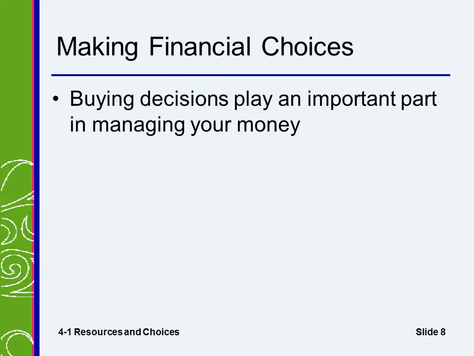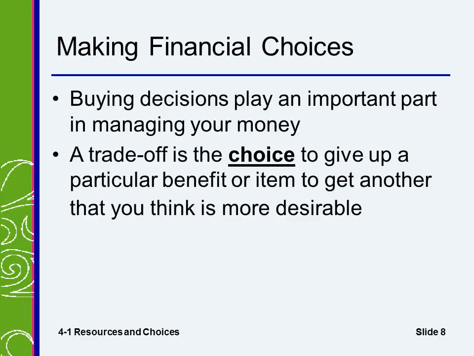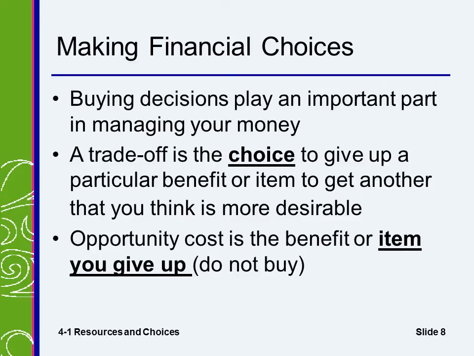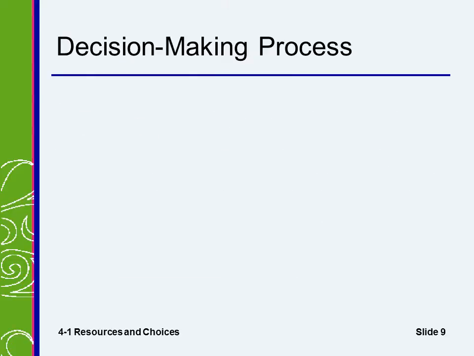When making financial choices, you have to know how to make great decisions. Buying decisions play an important part in managing your money. A trade-off is the choice to give up a particular benefit or item to get another one that you think is more desirable. Opportunity cost is the benefit or item that you actually give up. We've talked about that in the last chapter.